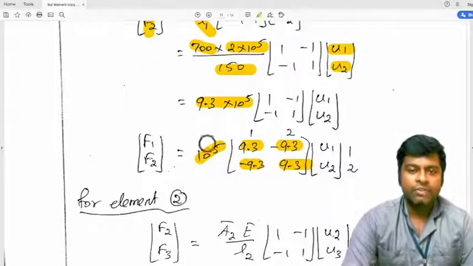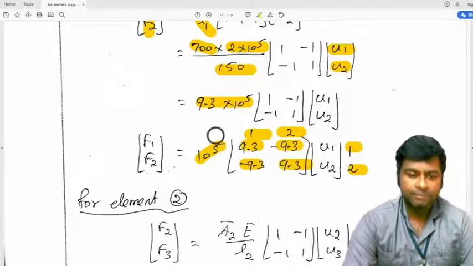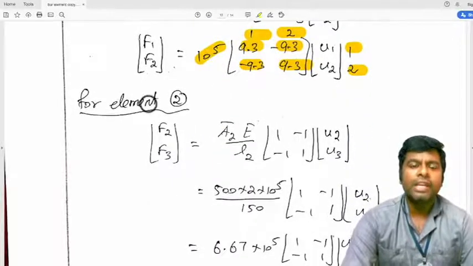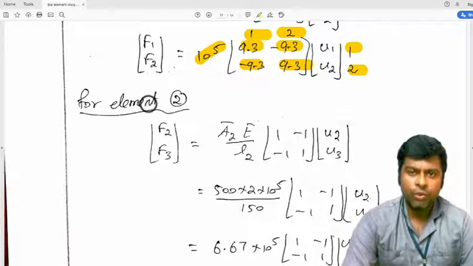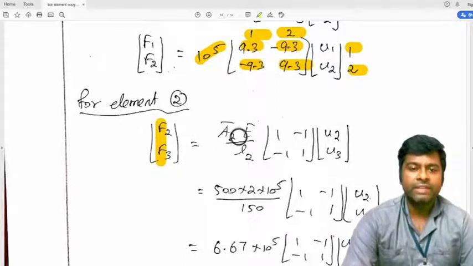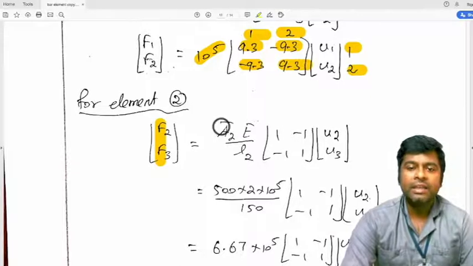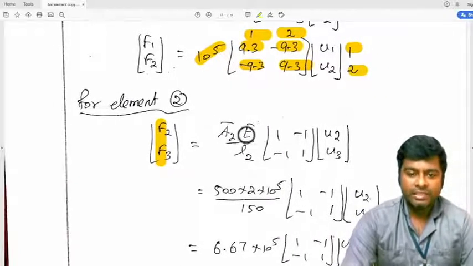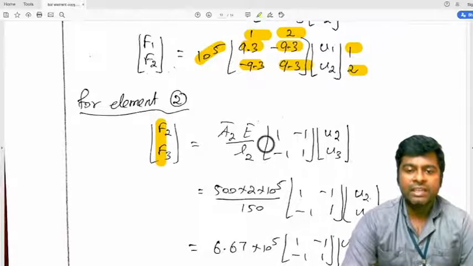Element 1 has two nodes, node 1 and 2. Therefore, I write 1 and 2 over the matrix. Similarly, element 2 has two nodes, node 2 and node 3. Therefore, F2, F3 equal to A2 bar E by L2, where A2 bar is the average area of element 2, E is the Young's modulus of element 2, and L2 is the length of element 2.